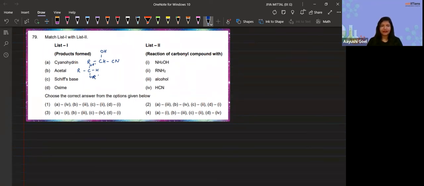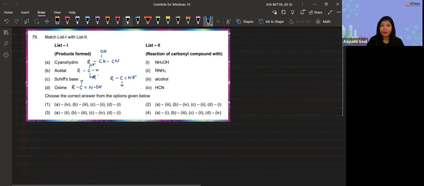Next we have your Schiff base. Schiff base is when we have the double bonded nitrogen, especially with a primary amine, along with hydrogen. And what is oxime? Oxime is R, C double bond NOH, and hydrogen, where the double bonded nitrogen is attached to the OH group. That is basically your oxime.